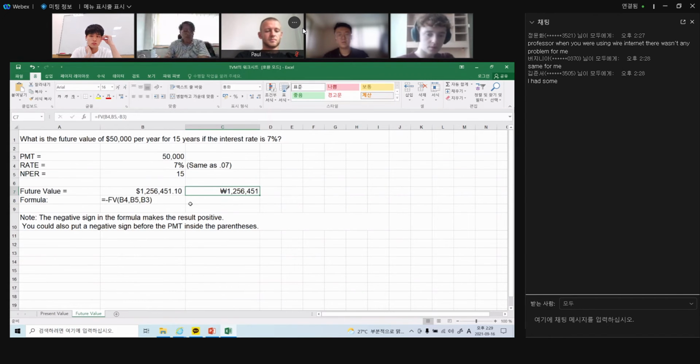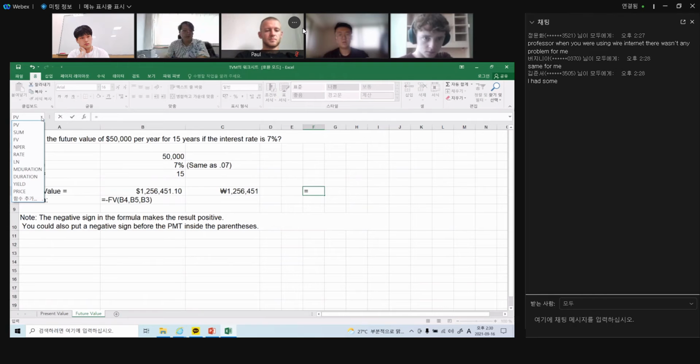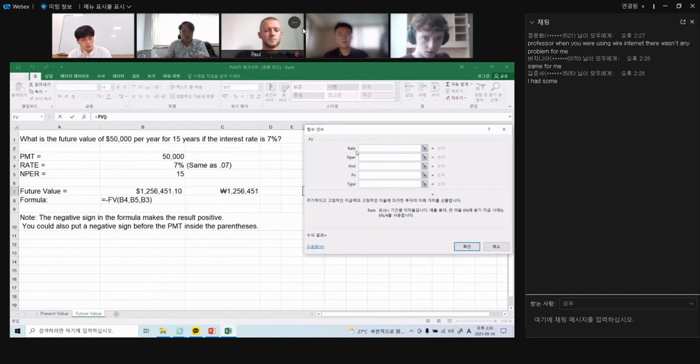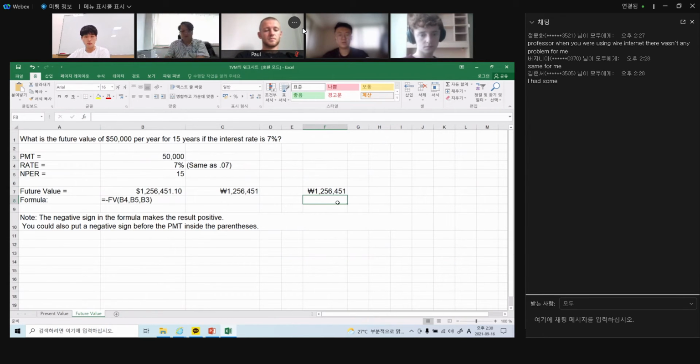Then how can you calculate the future value by the same token? Click the equal sign, then the function key comes out. We can find the function name of future value, FV, and the interest rate is 7%. The number of periods is 15 years. Now you need to enter the information, not the present value, but the payment, right? $50,000. And to get the positive answer, you need to add a negative sign in front of the payment. Then the answer is 1,256,451.